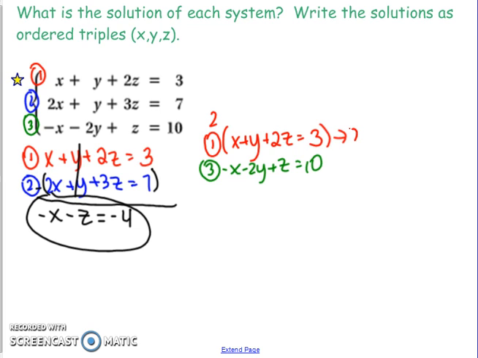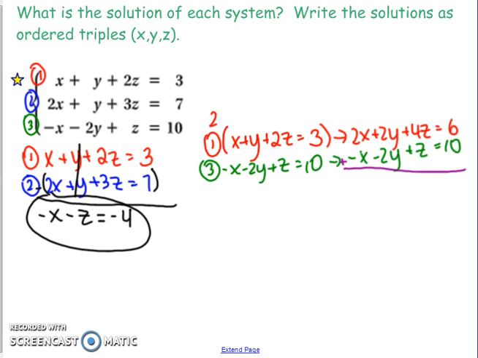So I'm going to multiply this whole thing by 2. So this is going to come out to be 2x plus 2y plus 4z equals 6. So every part of this gets multiplied by 2. And then the bottom is just going to stay the same. So we're going to leave that as -x minus 2y plus z equals 10. And then we're going to add these because my y's are opposite signs. So 2x minus x becomes x. 2y minus 2y is gone. 4z and z gives me 5z. 6 and 10 gives me 16. And I'm going to circle this. So now that is the other one I'm going to come back to.